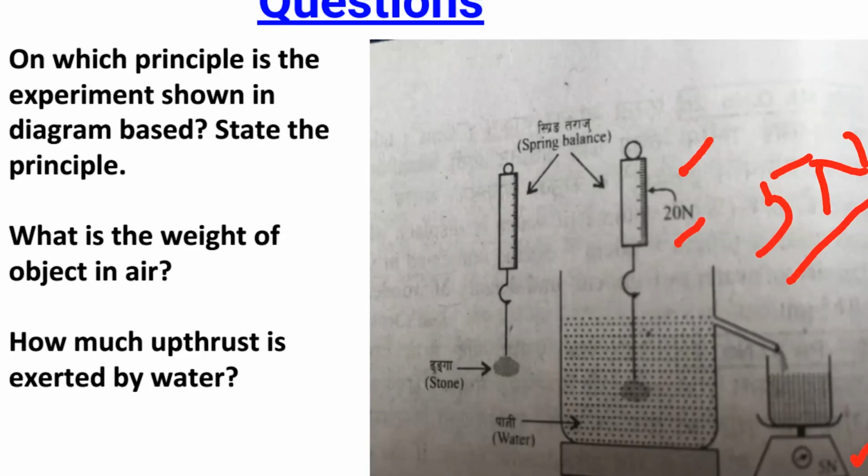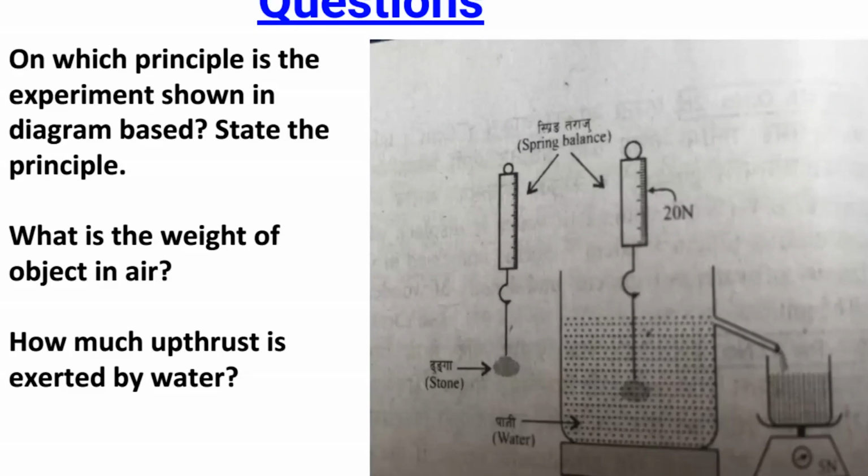Yes, you are right. Thank you. Yes, 25 Newton. The weight in air is the real weight, that is the maximum weight for a body. It is 25 Newton. So let's go to question number 3. How much upthrust is exerted by water? Earlier, yes, you're right. That is 5 Newton. Good.